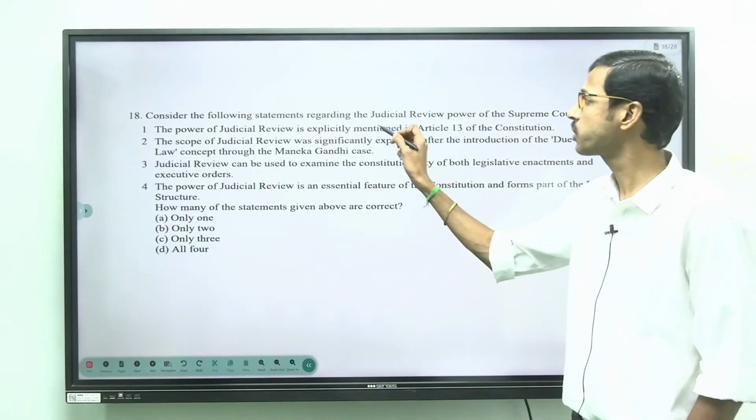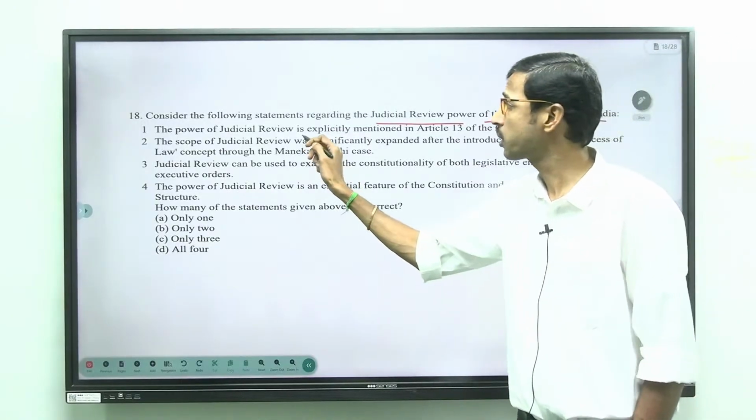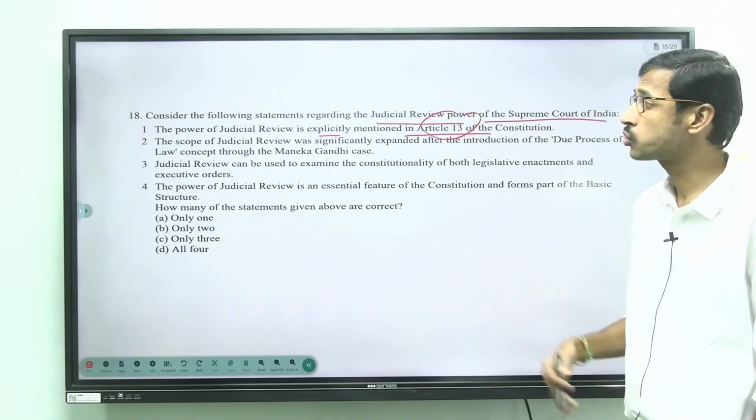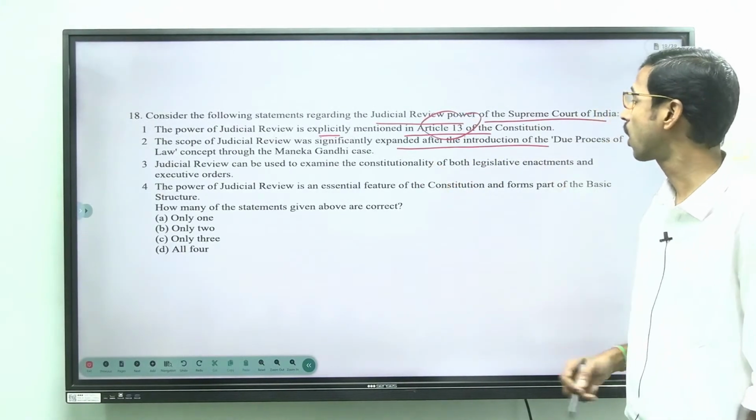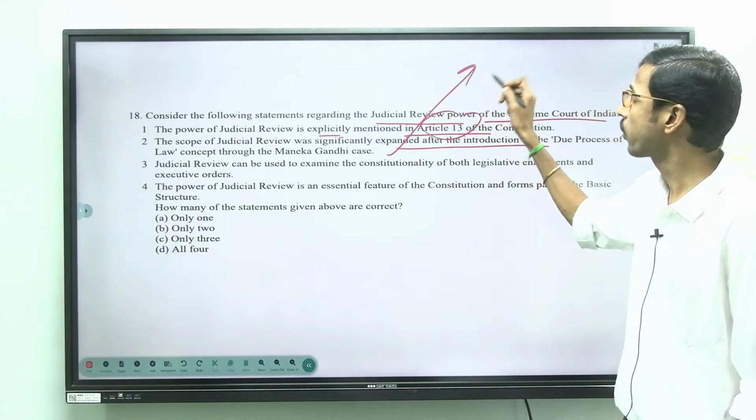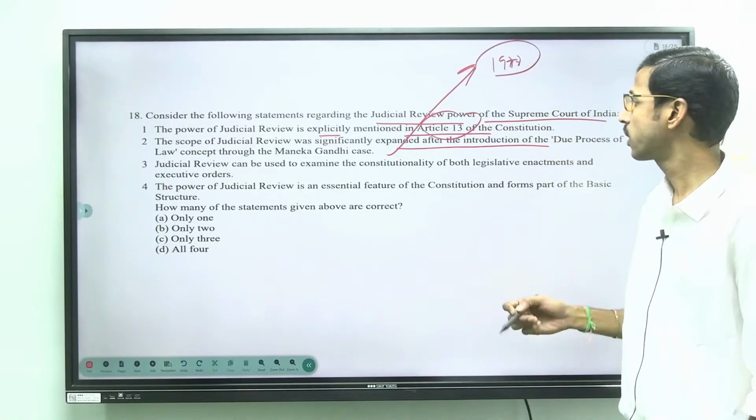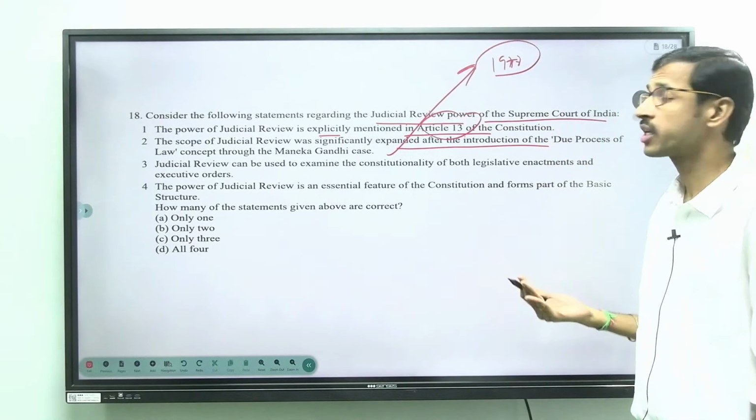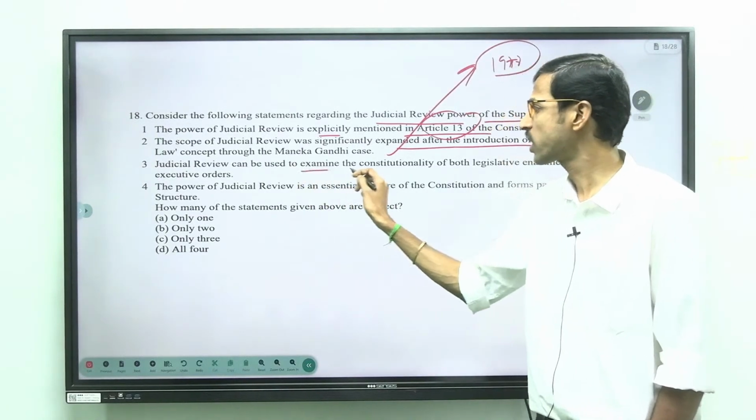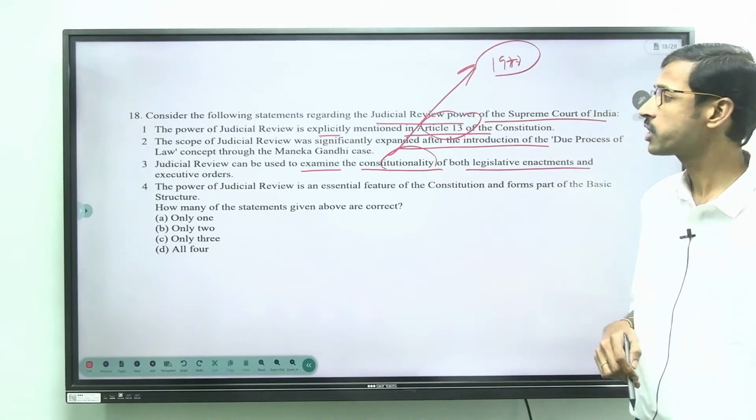Consider the following statements regarding the judicial review power of the Supreme Court of India. Power of judicial review is explicitly mentioned in Article 13 of the Constitution. Scope of judicial review was significantly expanded after the introduction of due process of law. We have seen this, right? With the 1978 Maneka Gandhi case, we shifted to the introduction of due process of law, right? So here judicial review can be used to examine the constitutionality of both legislative enactments and executive orders.